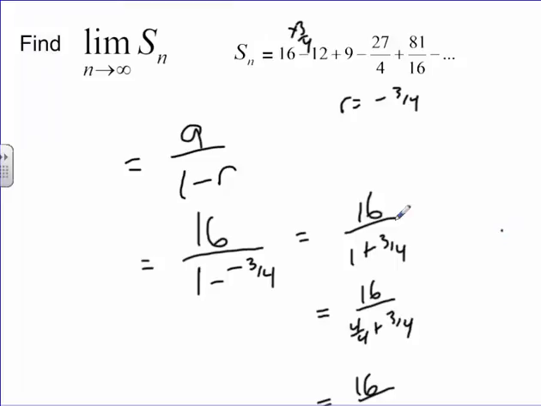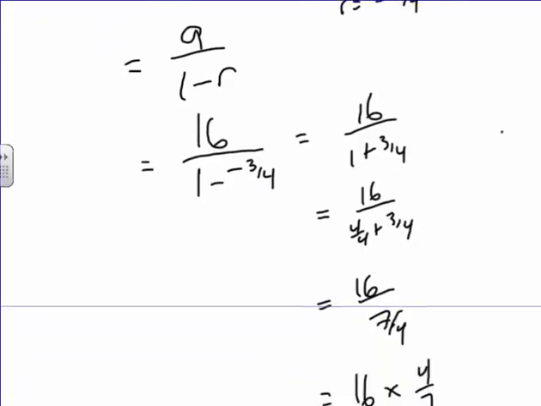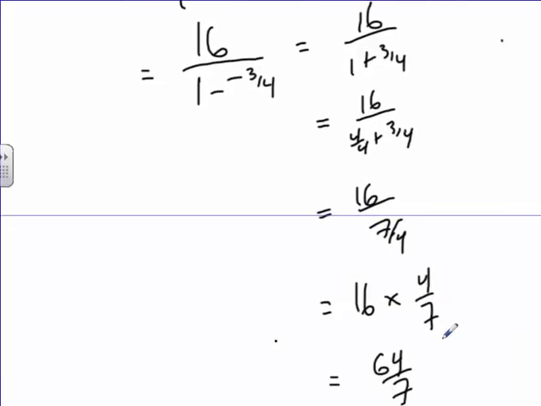I want to make sure I just didn't screw my math there. It was 3/4, so 16, 1 plus 3/4, that's 4 over 4, that's 7 over 4. That means you times by 4 over 7.